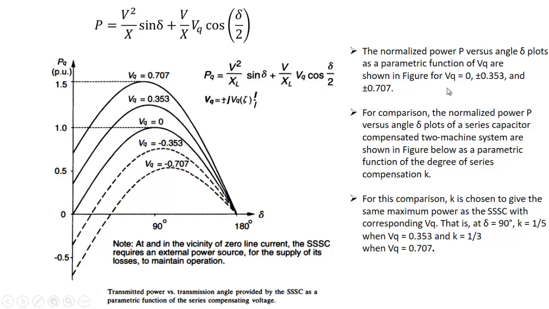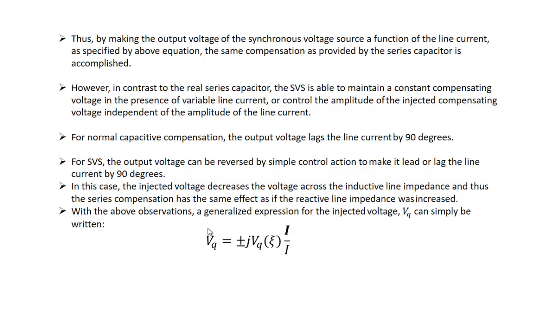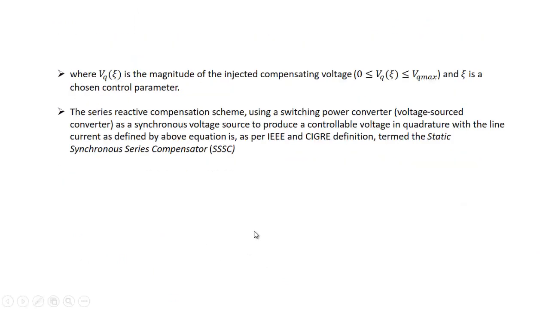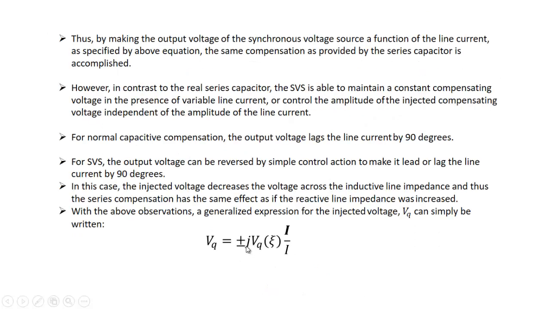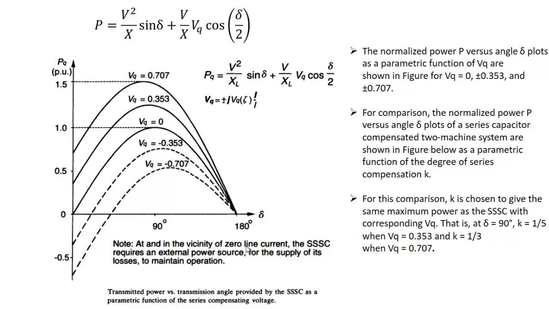So here VQ is taken as 0, that is for this case, plus minus 0.353, that is, this is for plus 0.353, and this is minus 0.353. That means in this range it will act as inductive, and in this range it will act as capacitive. So this plus or this minus is not with respect to this equation. Since we have assumed in the derivation this is minus, this is in this direction, that means we are here using minus. So taking this into consideration, when this equation is derived, we are getting it.